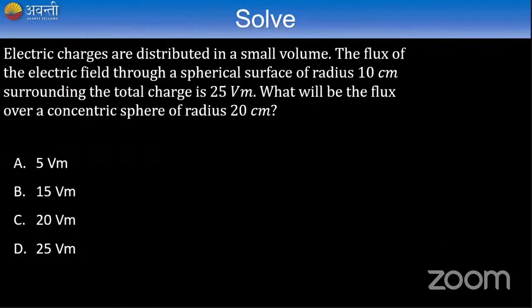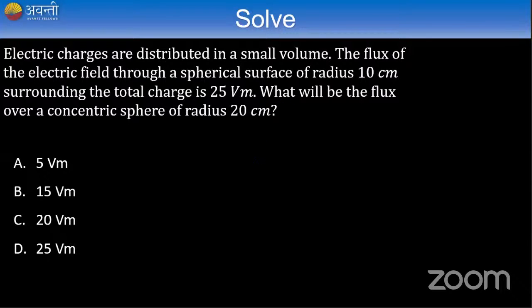Cool. So I have a question for everyone again. Please try to solve this question. Electric charges are distributed in a small volume. The flux of the electric field through a spherical surface of radius 10 centimeters surrounding the total charge is 25 volt meter. What will be the flux over a concentric sphere of radius 20 centimeters?